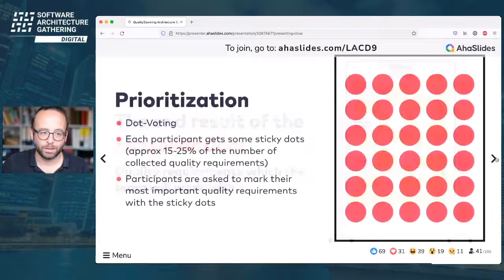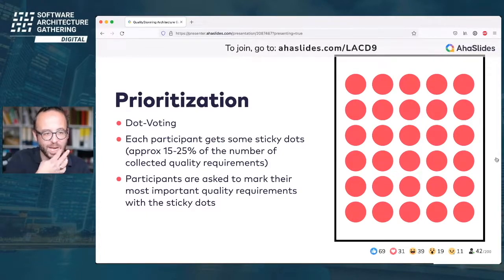Bring the sticky dots in and take a quick count of how many quality requirements you have, and hand people approximately 15 to 25% of the number of quality requirements as sticky dots. So let's say if you have 100 requirements, give people 15 to 25 sticky dots and ask every participant.